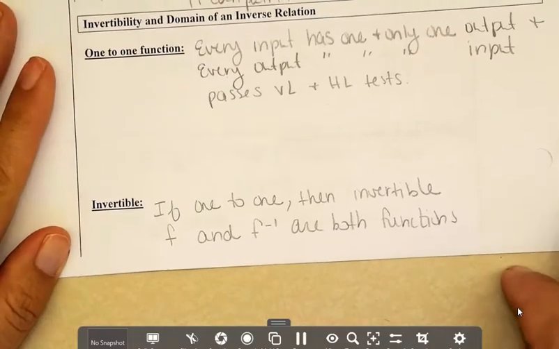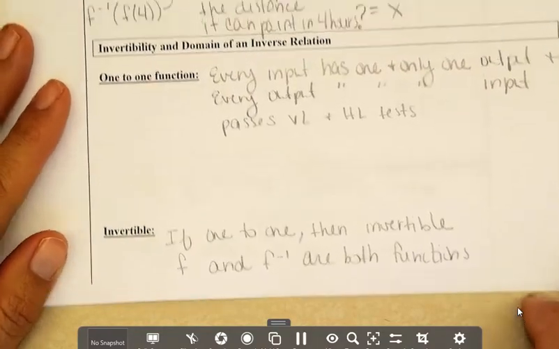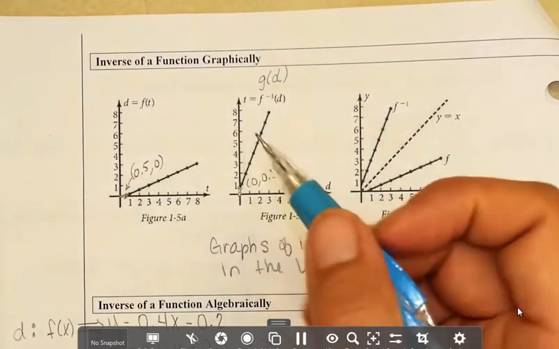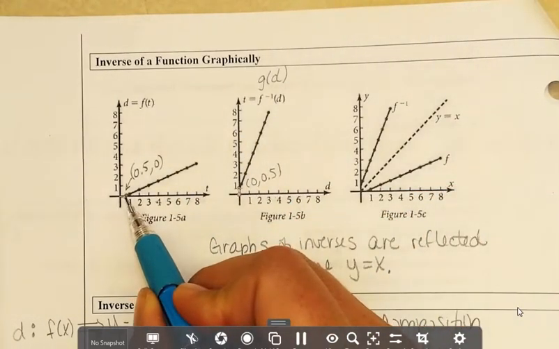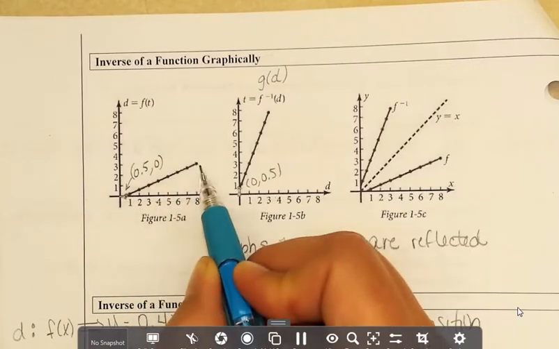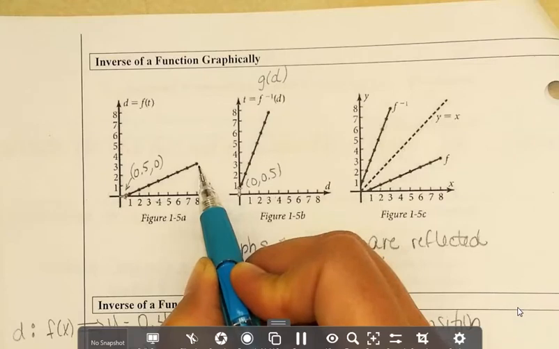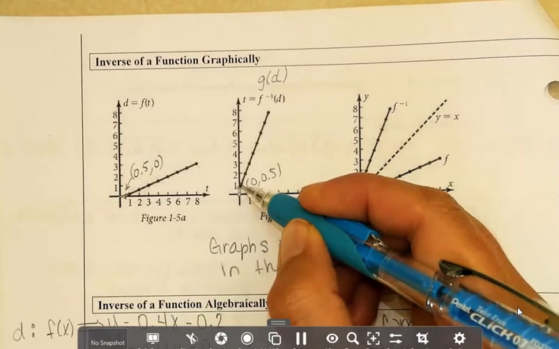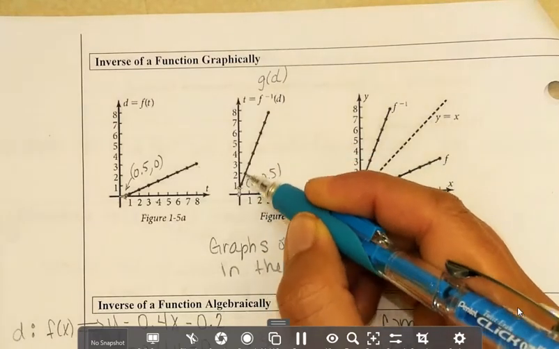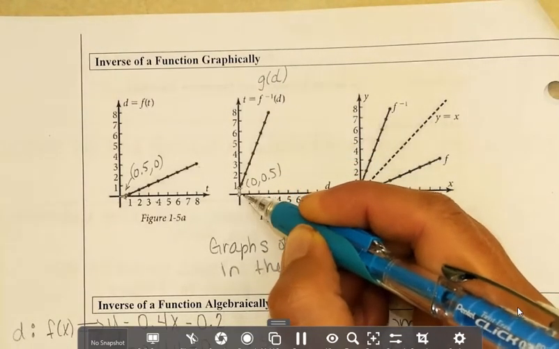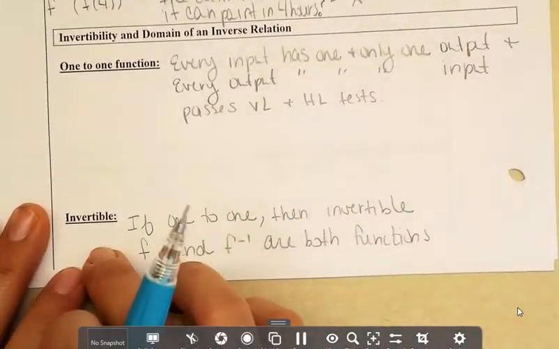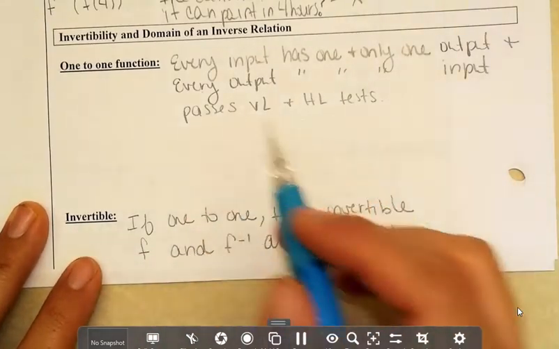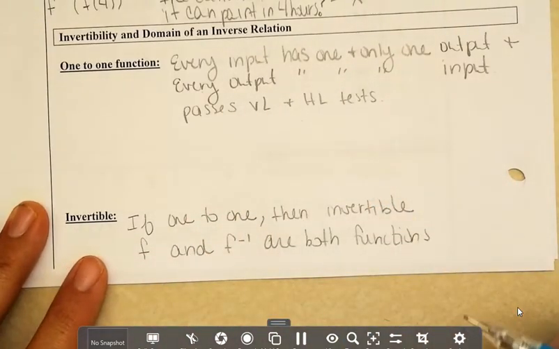So I can make functions invertible if they're not. Going back up to this one, I can make this invertible by restricting the domain. So if I say that the domain needs to be between half an hour and 8 hours, so I restrict the time there, then basically I would start my graph here, and every single output would have just one input. So we can make functions invertible, we can make them one-to-one, by restricting the domain.